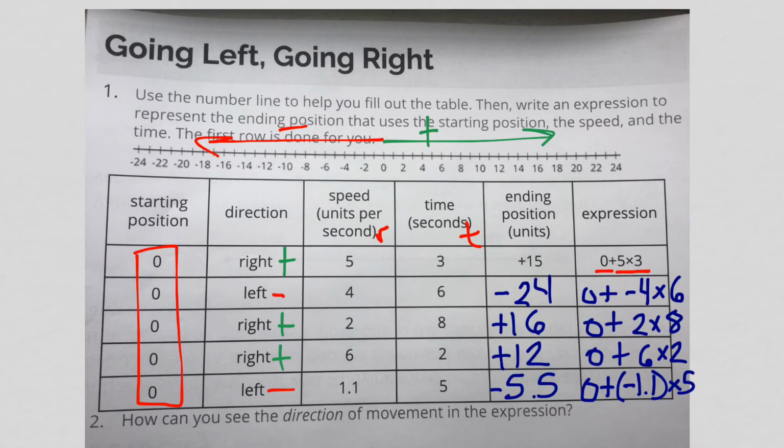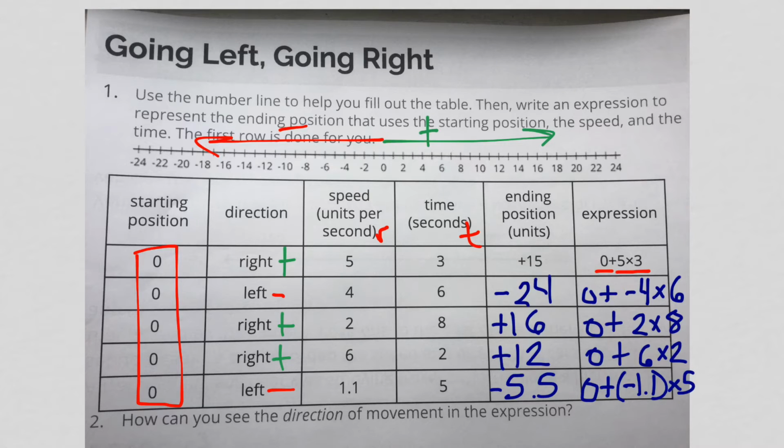You can see in the table that when I moved to the right and had a positive time, my ending positions were positive. But when I moved to the left, my ending positions were negative. That's because a positive times a positive is a positive, and a negative times a positive is a negative.